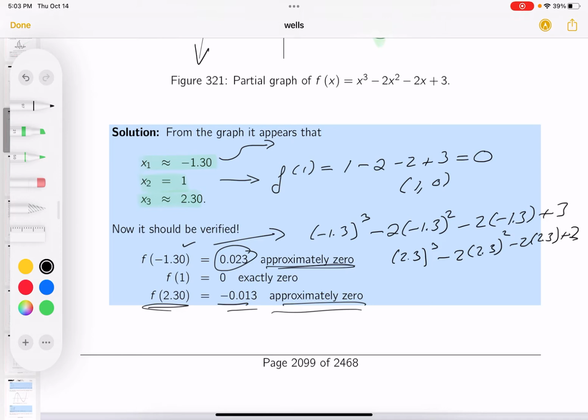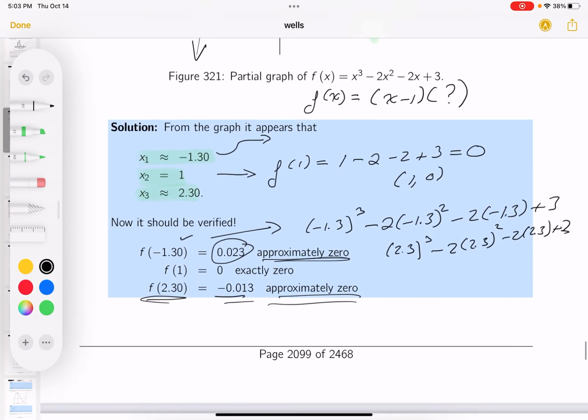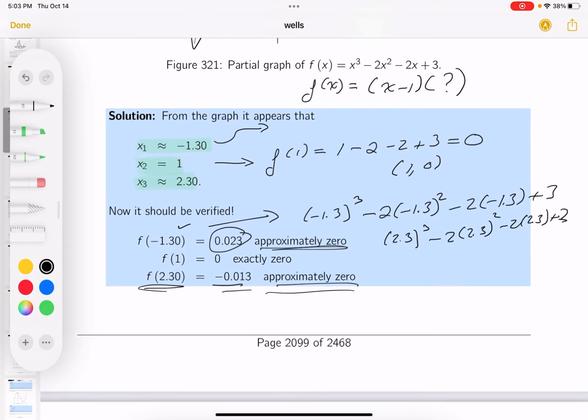So I know I have a root, and the root is 1, which means f of x has a factor. What's the factor? It would be x minus 1. But what I don't know is what remains over here. This is called a depressed quadratic at this point. So what I want to do is the long division. I'll write that down for you.